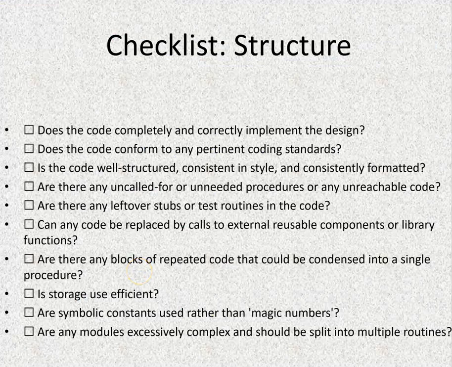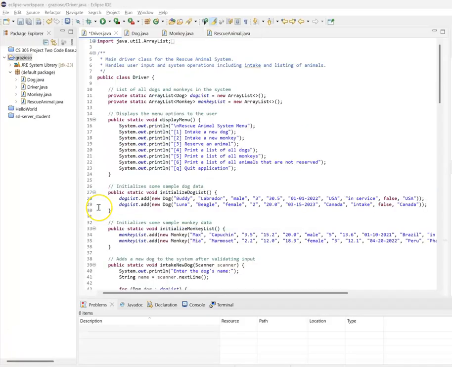We will walk through the checklist items to check the structure and maintainability of the code. Does the code completely and correctly implement the design? Yes, all classes are implemented as planned. For example, dog and monkey extend functionality described in the design document. As you can see, the code structure supports the required functionality, for example, the intake of dogs and monkeys.